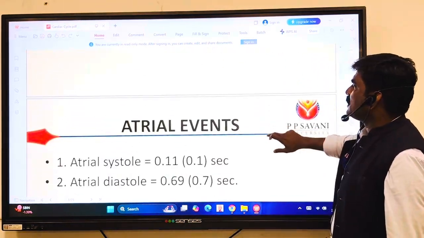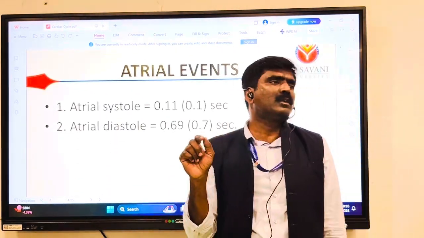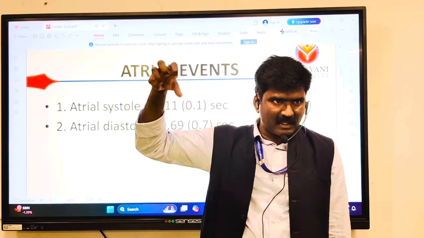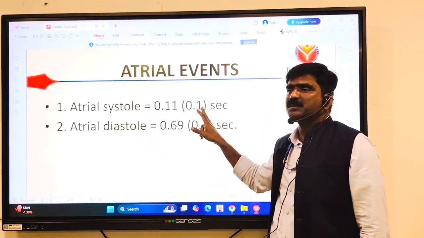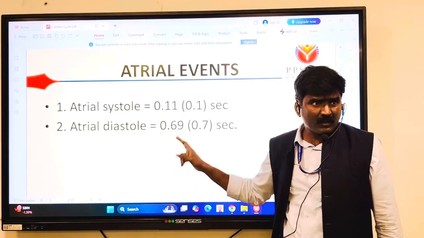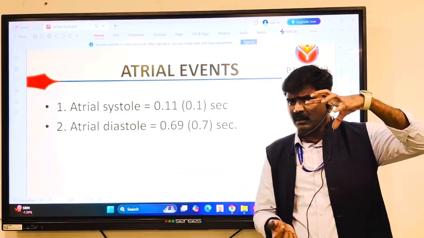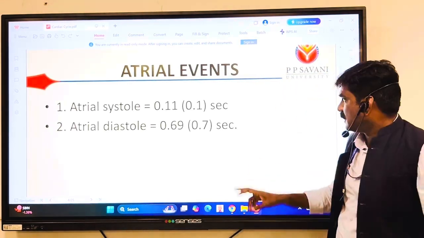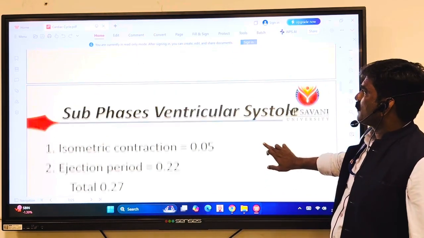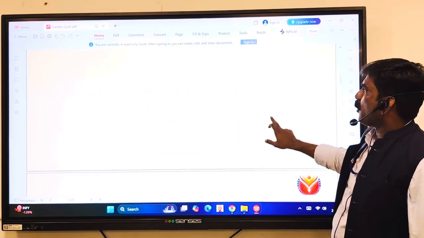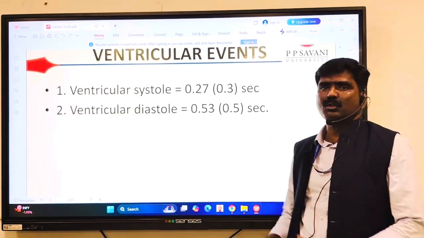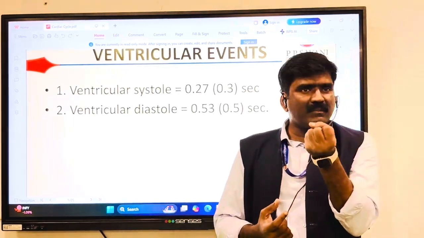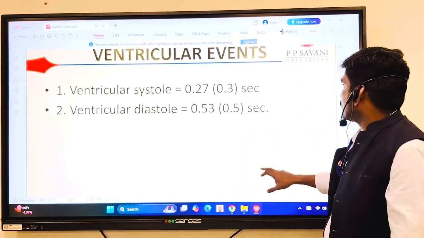We know that 0.8 seconds is one cardiac cycle. If we take atrial systole and atrial diastole separately, atrial systole is 0.1 second and the total is 0.8, right? The atrium is contracting for only 0.1 seconds and relaxing for 0.7 seconds. For ventricular systole, we already know it is 0.3 and 0.5. Ventricular systole is 0.27, approximately 0.3 seconds. The ventricle is contracting for 0.3 seconds and relaxing for 0.5 seconds, right?